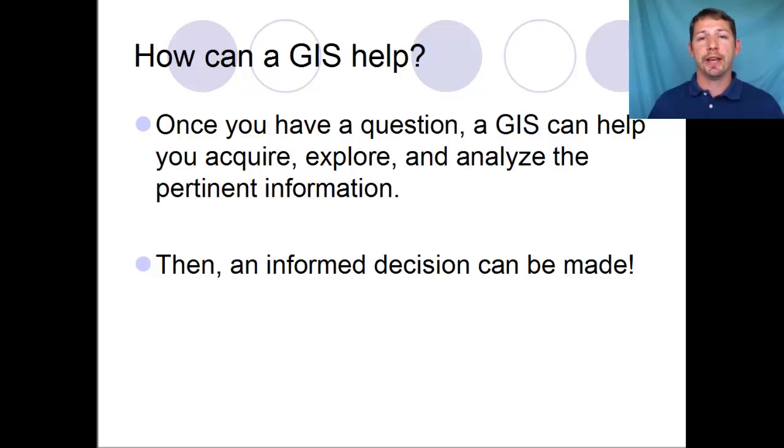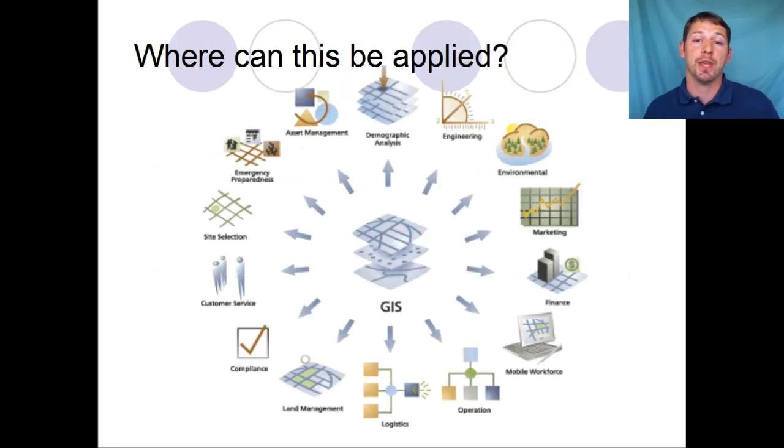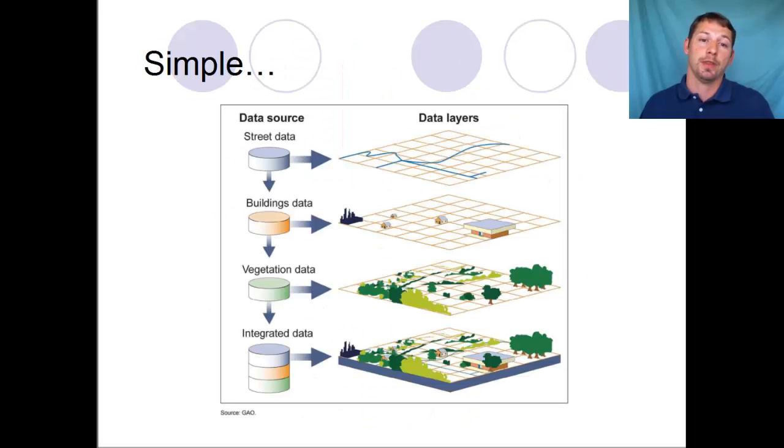So how can a GIS help, or Geographic Information System? Some of us think of this as a geographic information science, but we'll just focus on the idea of it being a system for right now, as I mentioned. So where can a GIS be applied? Well, it can be applied to just about anything, anything that has a space or a place. So this is a simple diagram of a GIS, which is essentially just a bunch of layers that have attribute information associated with them.